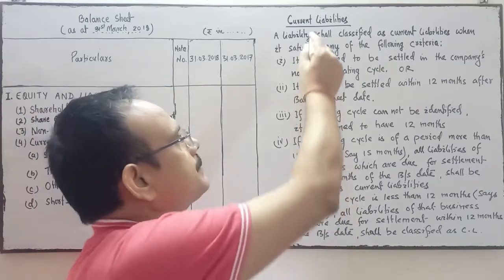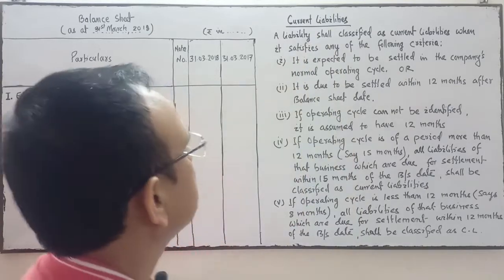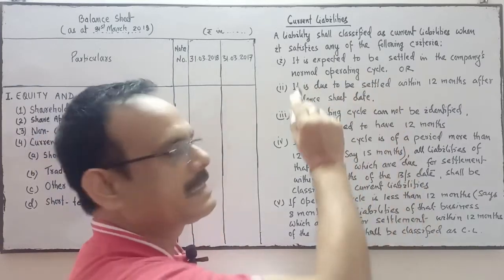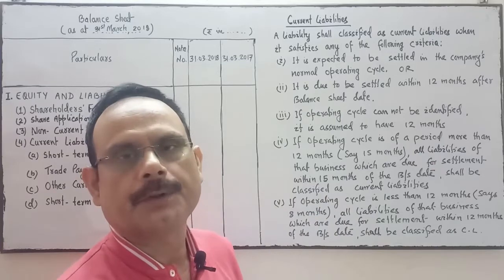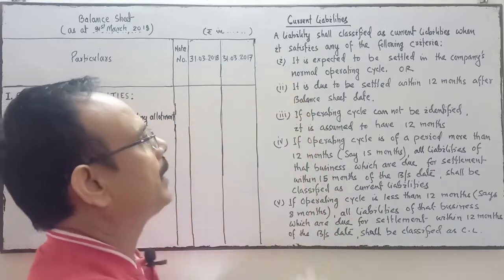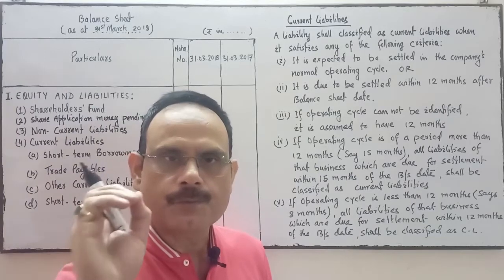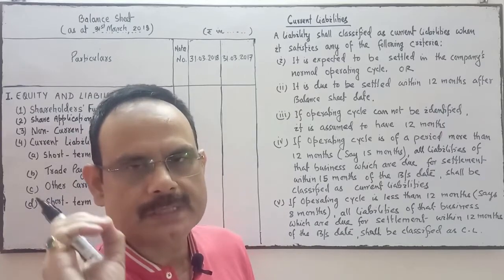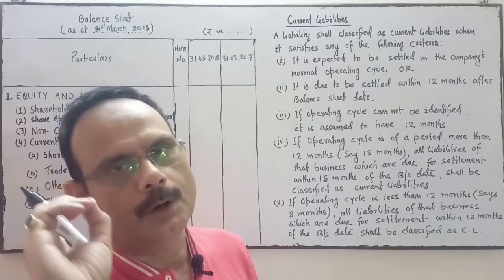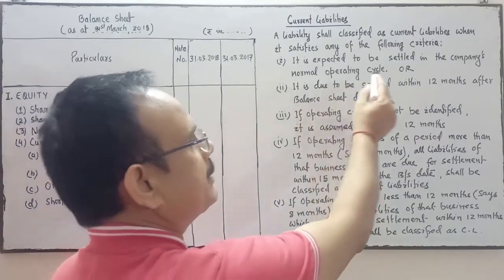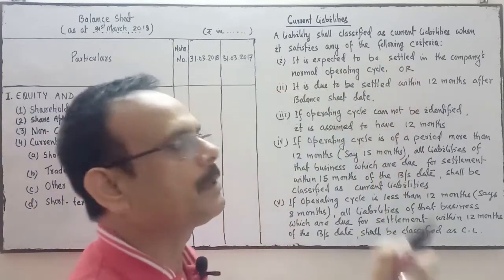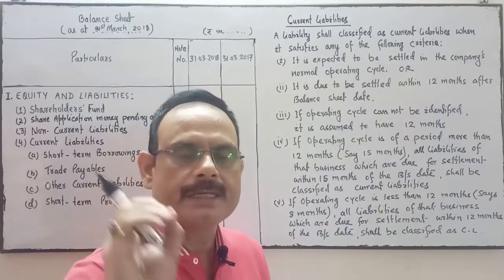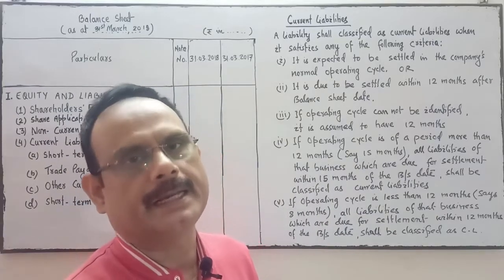So current liabilities, here I have written current liabilities. A liability shall be classified as current liability when it satisfies the following conditions. Criteria number 1, it is expected to settle within the normal operating cycle. It is expected to be settled in the company's normal operating cycle, or it is due to be settled within 12 months from the date of the balance sheet.